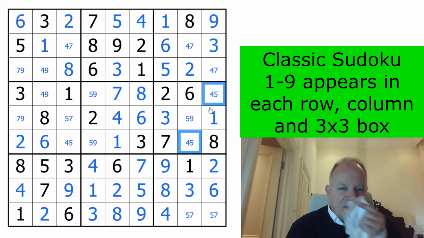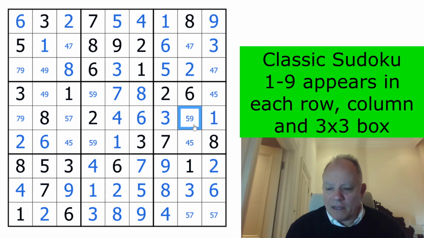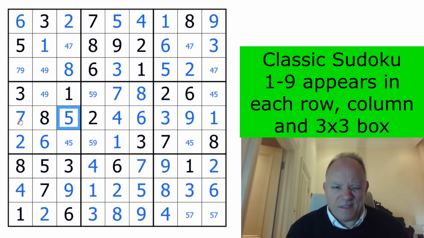Now we have a 4-5 pair here. I can finish this off as a 9. Go 7, 5, 4, 9, 4.